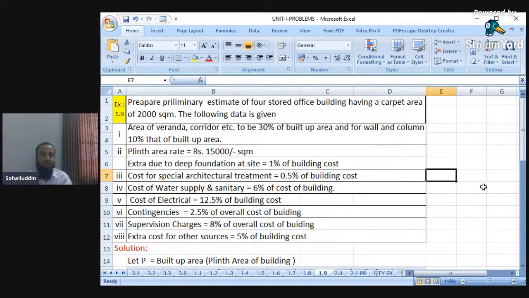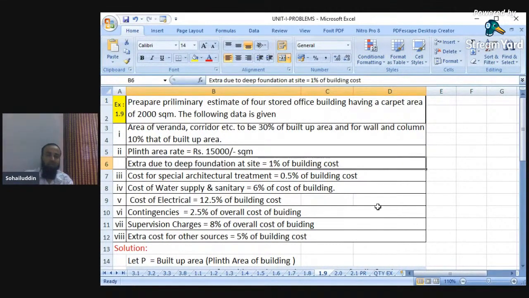Next is extra due to deep foundation at site. There is extra cost due to deep foundations, for example if the strata is black cotton soil, or if something unforeseen is there inside, so extra cost is required for deep foundations. That is taken as 1% of building cost. Cost of special architectural treatment, as we have seen in the last problems, in some problems it has been taken as 1%. Now in this problem it has been taken as 0.5% of building cost.